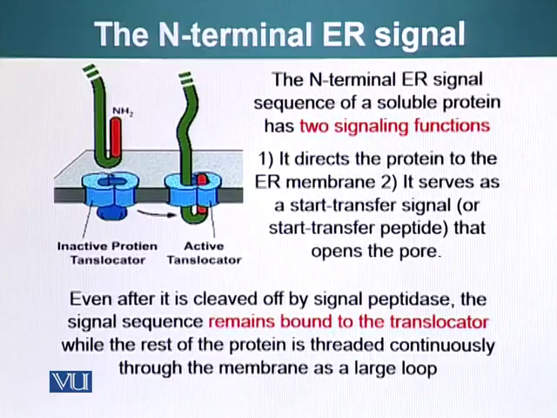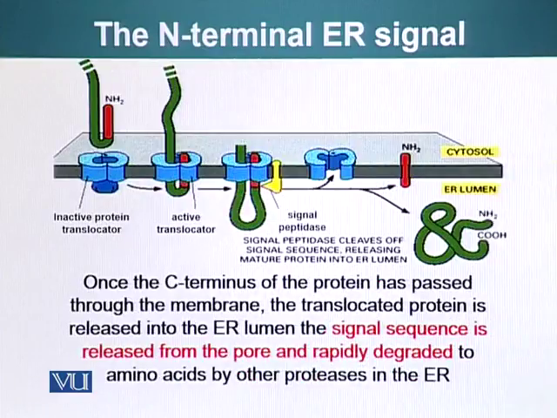So let's look at that. Here is our signal sequence. It was recognized by SRP, which allowed it to move to the translocator. The plug opened up and was removed from the translocator. Notice the signal sequence is still bound to the translocator, which is keeping this structure open, and the protein is now being threaded through this translocator.